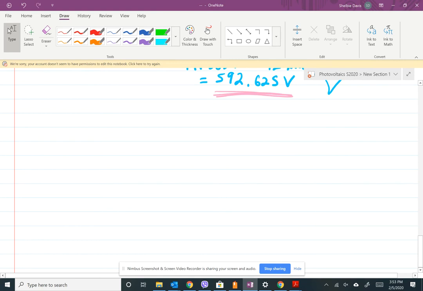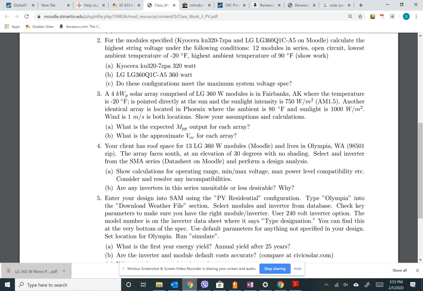Oh, we're good. All right, so let me find the question here. So we have a roof, and we have space for 13 LG panels. All right, and we live in Olympia. Our roof faces south, and the tilt, which is the same as elevation, is 30 degrees, and we have no shading.